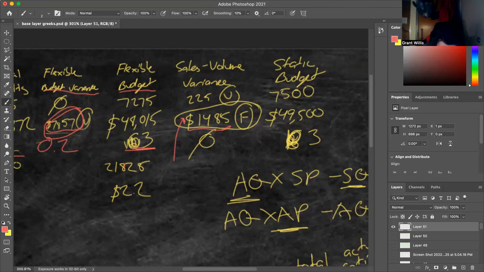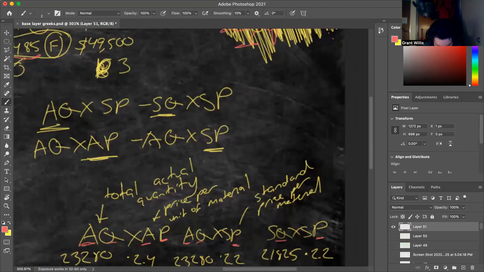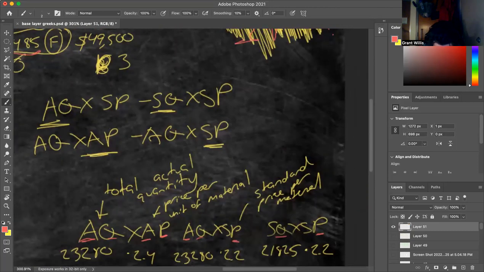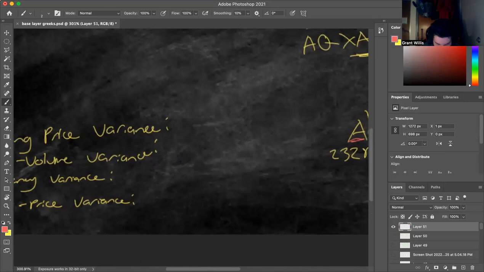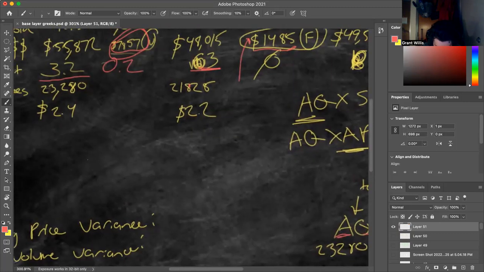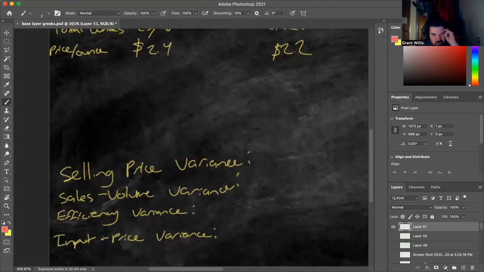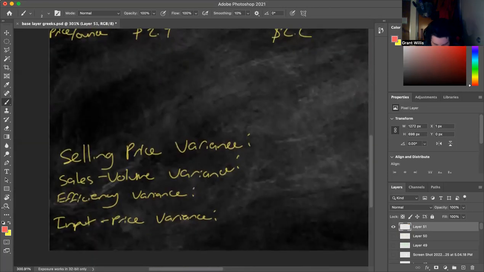Input efficiency variance. What was the order you do them in again? Is it just that order? Yeah, I do it in that order every time. So sales volume, then efficiency, then input? Yeah. Usually there's 5 they can ask for. Let me double check what he calls them. There's 5 you can ask for, I think. Let me just see which ones.